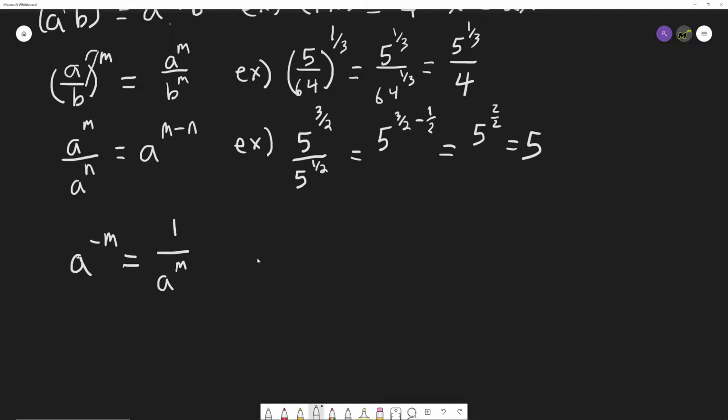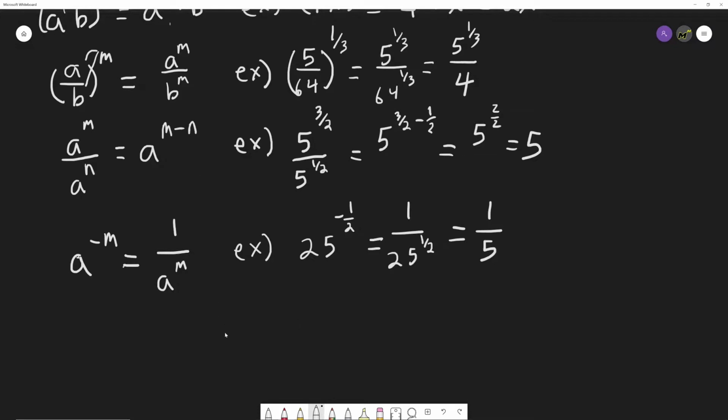So if we look at an example, let's say we had 25 to the negative 1/2 power. Well, this would actually equal 1 over 25 to the positive half power. The square root of 25 is 5, so 25 to the half power would be 5. So your final answer there would be 1/5.